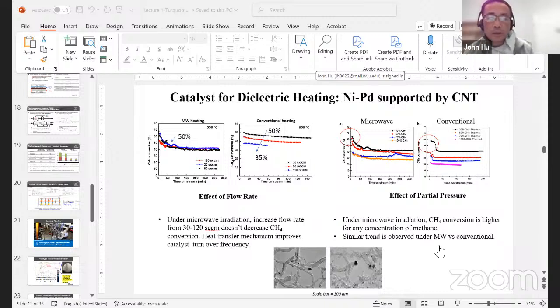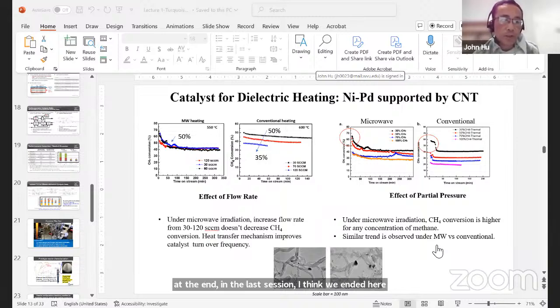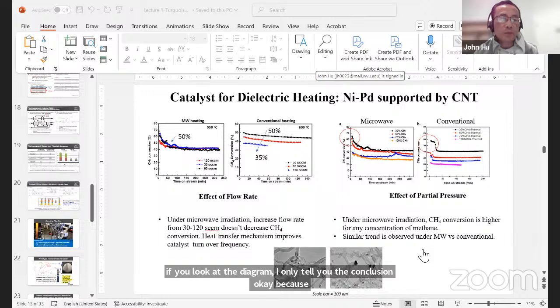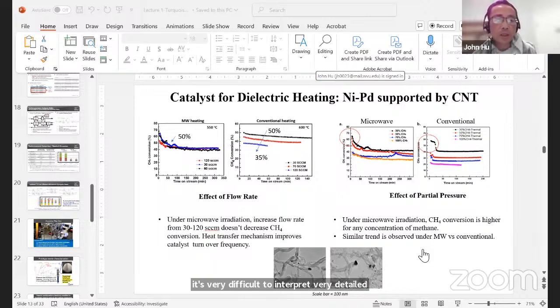At the end of the last session, I think we ended here. So basically we use microwave, and this is a comparison between microwave and conventional heating. Okay, so if you look at the diagram, I'll only tell you the conclusion, because it's very difficult to interpret in great detail without spending a lot of time.